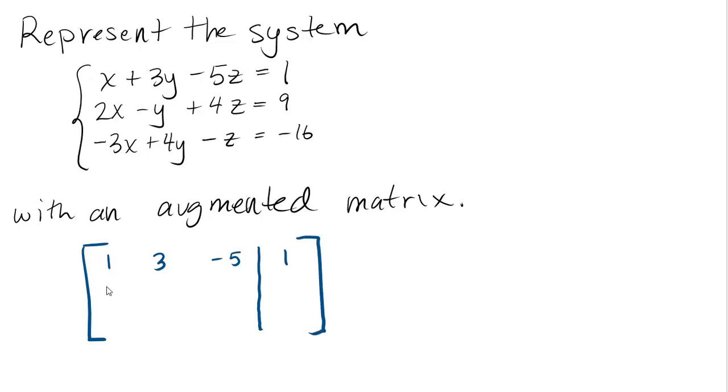The next row would have entries of 2, -1, 4, and 9. And the last row would have entries -3, 4, -1, -16. This winds up being a 3 by 4 matrix.